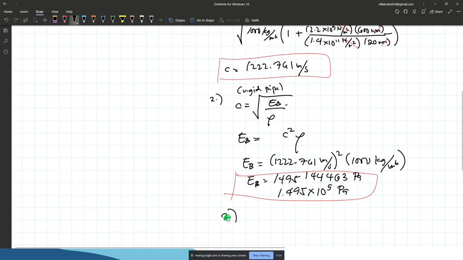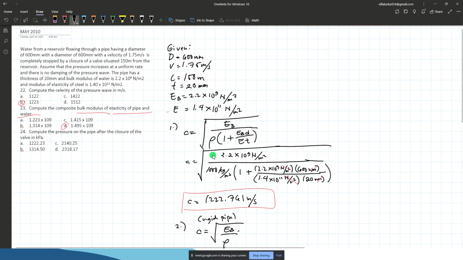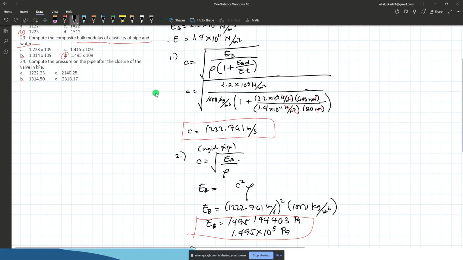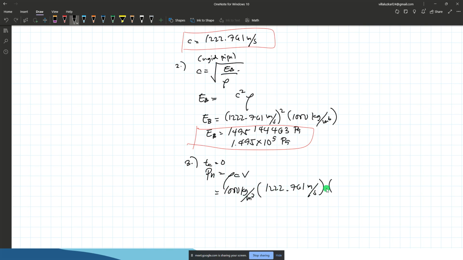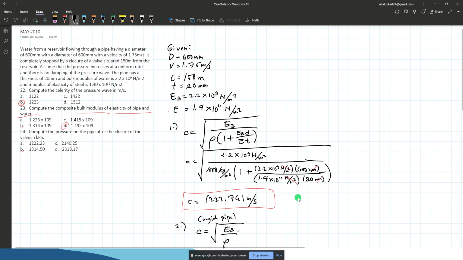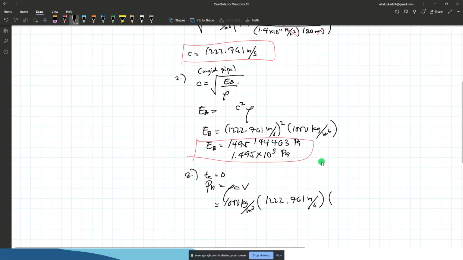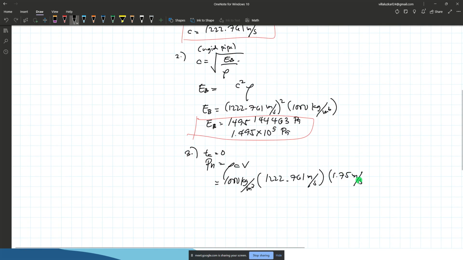That's for number 2. For number 3, compute the pressure on the pipe after the closure of the valve in kilopascal. There is no given time of closure, so this is an instantaneous closure. So the pressure is just rho CV: 1000 kilograms per cubic meter, times the celerity, 1222.761 meter per second, and the velocity is 1.75 meter per second. The equivalent unit for this is Pascal.